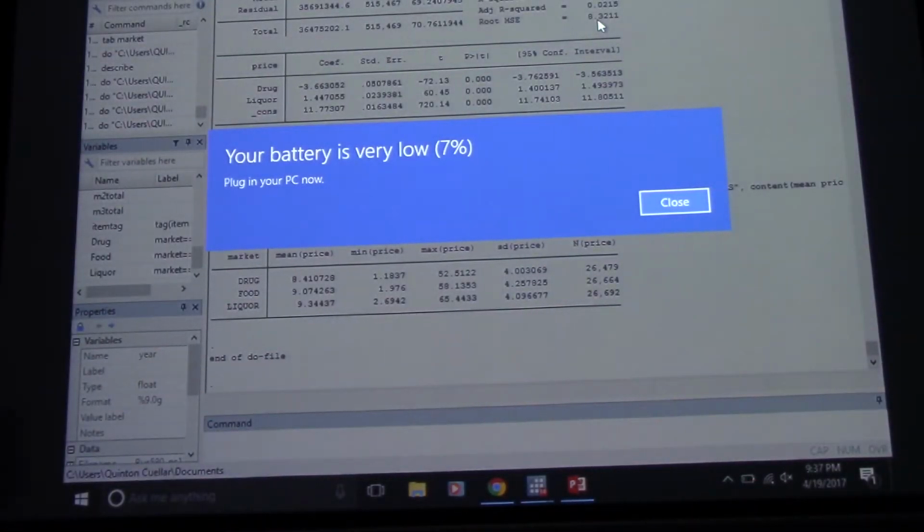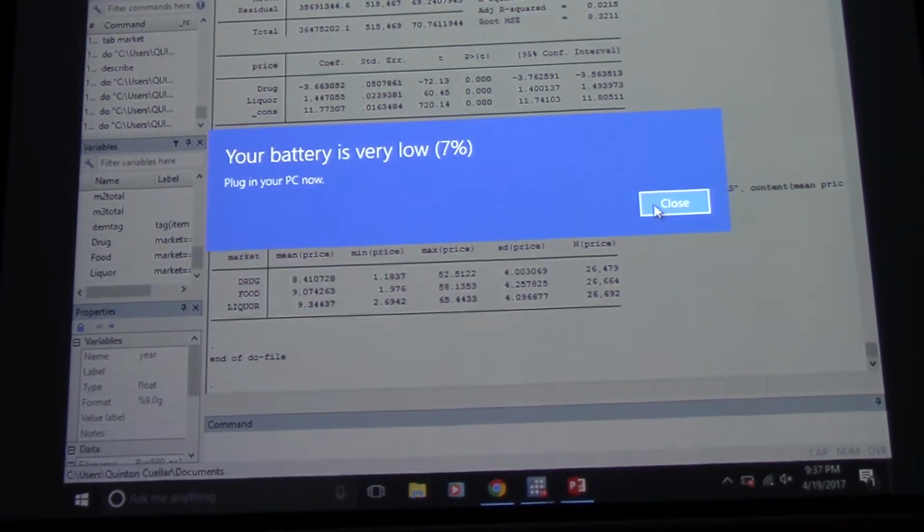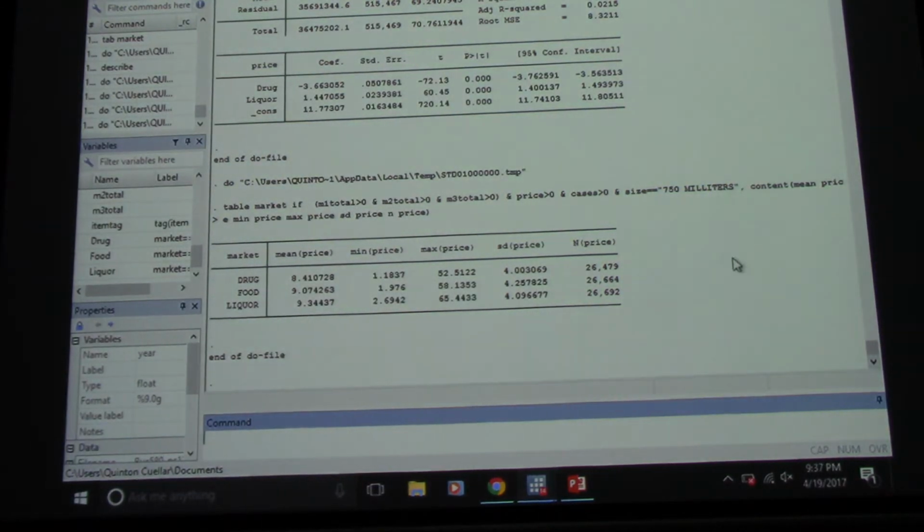And perhaps we got 7%. That's plenty. That'll last us an hour.